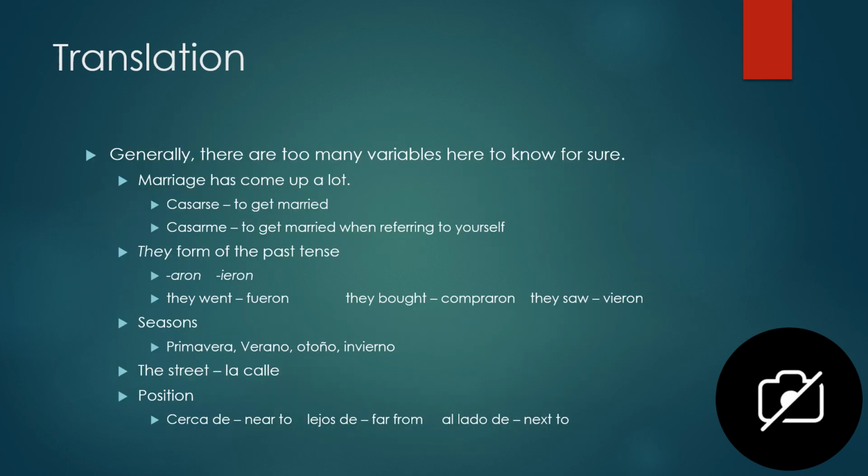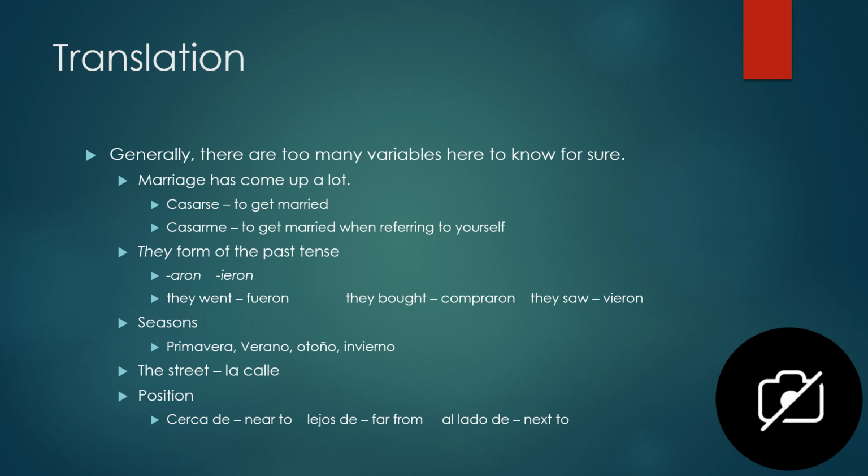The translation, generally there are too many variables to know for sure what's going to come up, but marriage has tended to come up a lot. So casarse, to get married, casarme, to get married when referring to yourself, and se casaron, for they got married. The they form of the past tense does also come up a fair bit. So add on ieron to say they did something. So they went, fueron, they bought, compraron, they saw, vieron. These kinds of things may come up again.